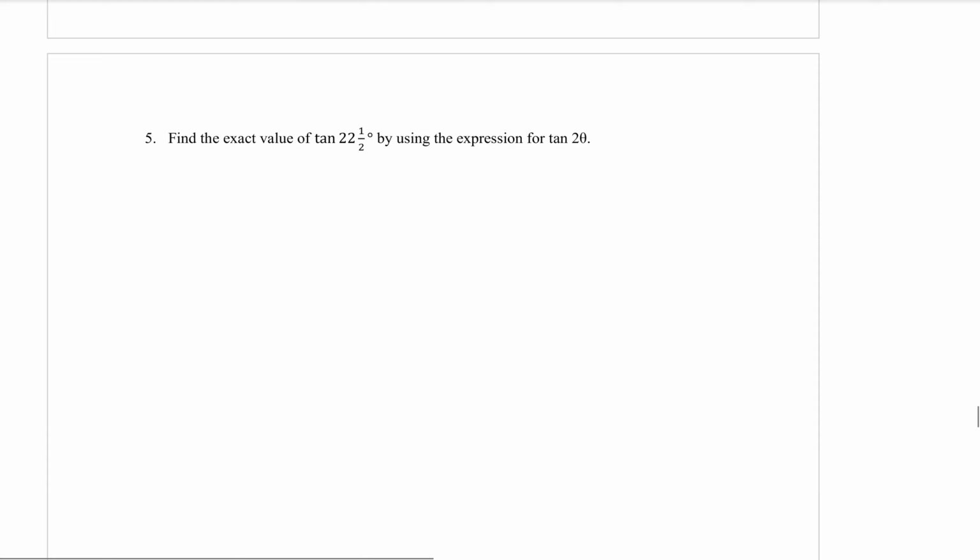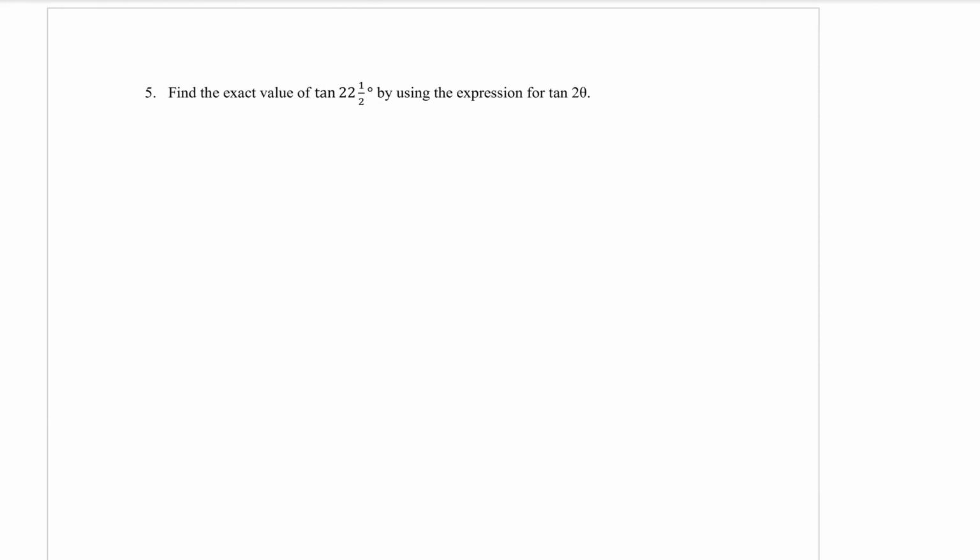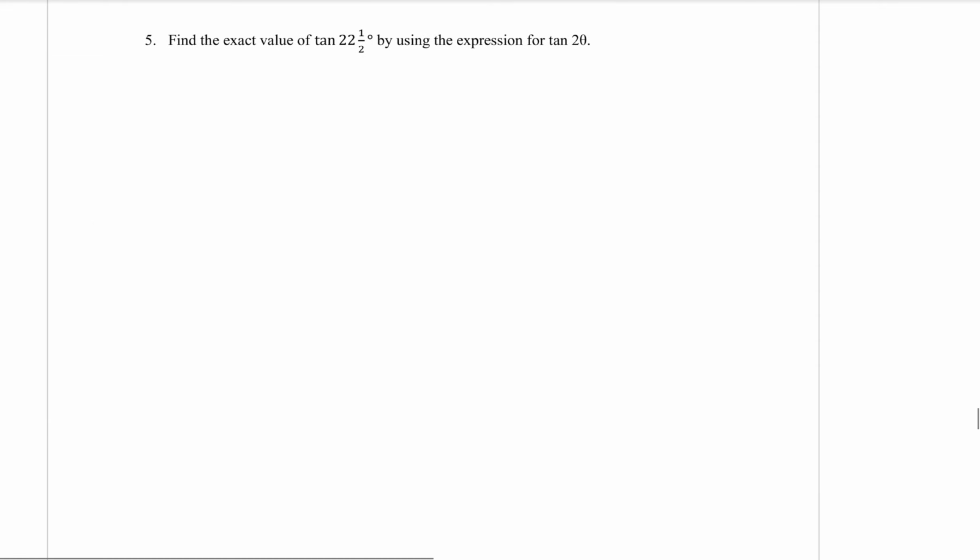Okay, last question, question 5, and I had to finish with a good one. We want to find the exact value of tan 22.5 by using the expression for tan 2 theta. So I'm giving you a clue that we know we need to use a double angle to do this question. So we're going to start by saying the angle that I've been given in this question is the 22.5, right? So I'm going to say, let's call that theta. Theta is the 22.5 degrees.